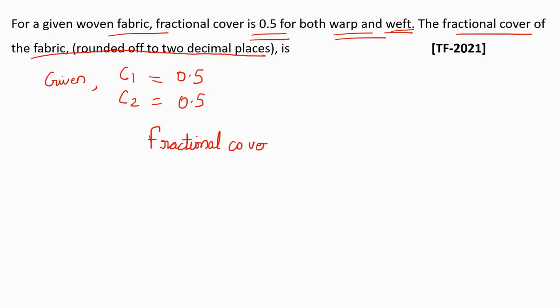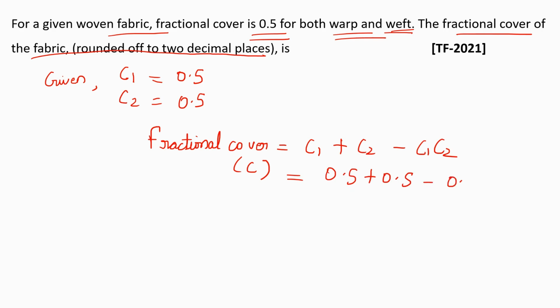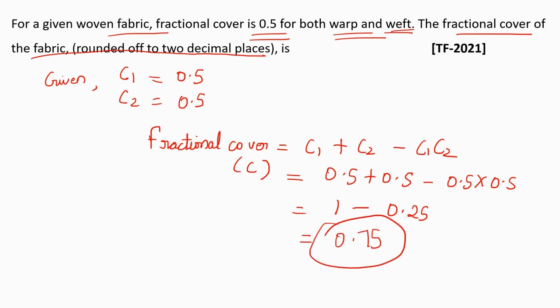is equal to, if you know the formula, fractional cover C is equal to C1 plus C2 minus C1 C2. C1 is 0.5 plus 0.5 minus 0.5 into 0.5. 1 minus 0.25, it will come out to be 0.75. So the correct answer is 0.75. And you have to write in 2 decimal places, so the correct option is 0.75 only. So it is the answer.